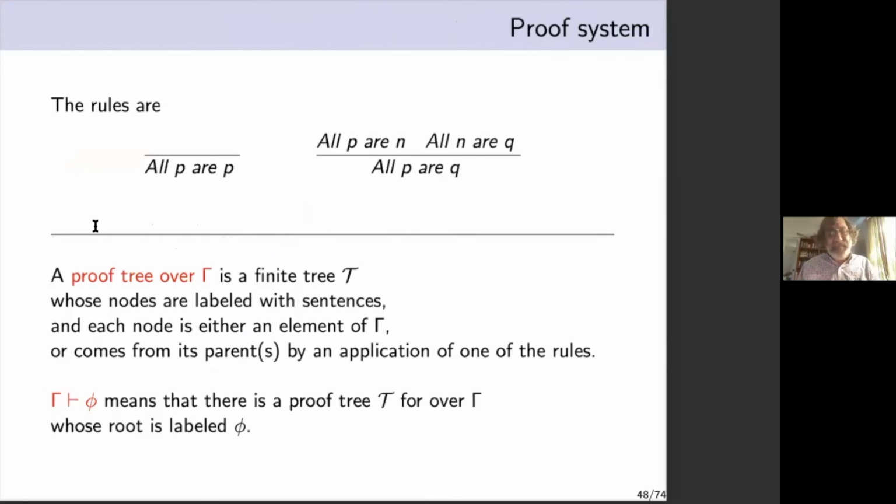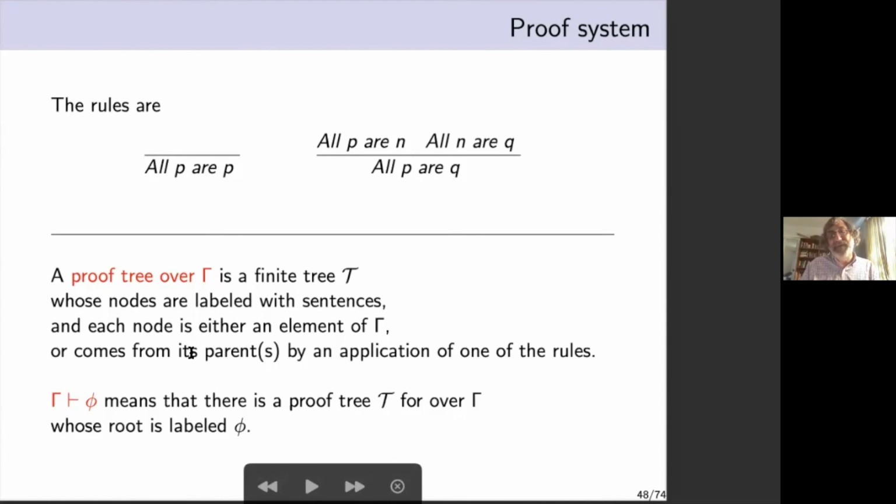And so now we have a proof system that matches it. That's exactly probably the simplest proof system in the whole world. We have one rule, all P are P, that you get from nothing. And we get the syllogism Barbara as a rule: all P are N, all N are Q, it follows that all P are Q.